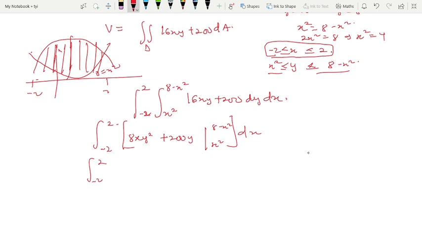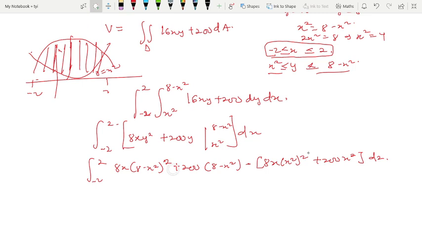So if you want to do this, then we're going to have 8x times open bracket 8 minus x squared close bracket all squared, because we integrated with respect to y, then plus 200 multiplying 8 minus x squared. Then also minus the expression 8x multiplying, wherever I see y squared, I'll put x squared. So x squared all squared, then plus 200 x squared. So we just have to simplify this whole expression. And upon simplifying, you should get negative 128 x cubed minus 400 x squared plus 512x plus 1600 dx.